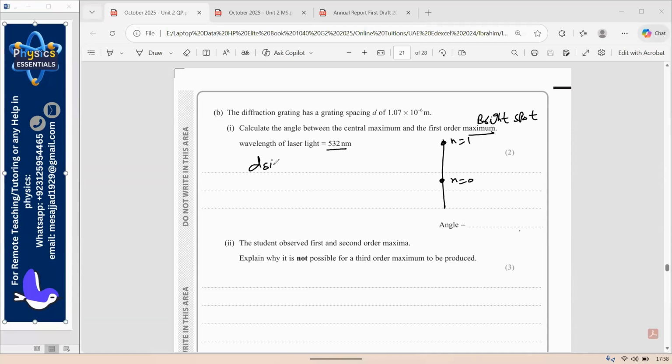So it is pretty much straightforward. You just write the formula d sine theta equals n lambda. d is 1.07 times 10 to the power minus 6, times sine theta. This is what you need to find, the angle. And n is 1 because for the first order n is 1, and lambda is 532 times 10 to the power minus 9. From here, the angle is going to be 29.8. Since the angle should be in two significant figures, we round it off to 30.